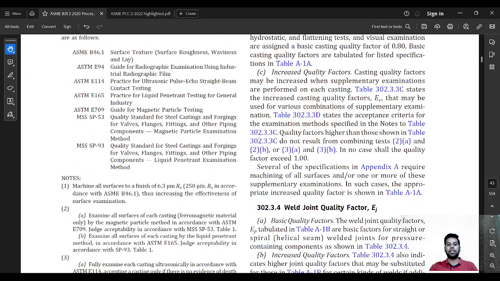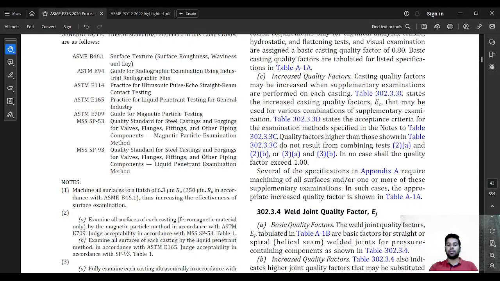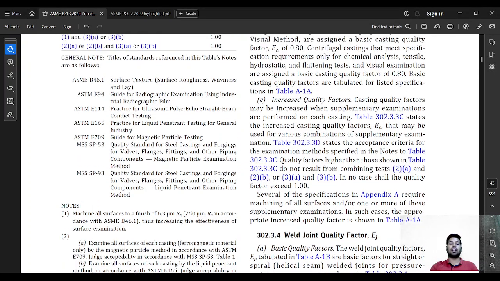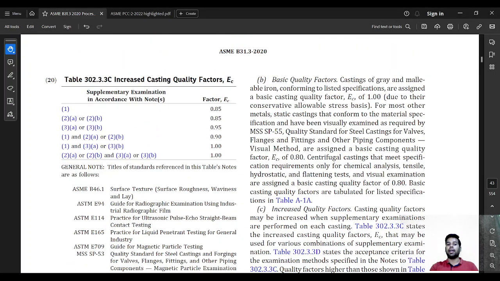Note 1 is machine all surfaces to a finish of 6.3 micrometers roughness. So if the casting has a machined surface and the finish is less than 0.63 micrometers, then the casting quality factor is going to be 0.8. And something like this, you can identify casting quality factors from Table 302.3.3C.